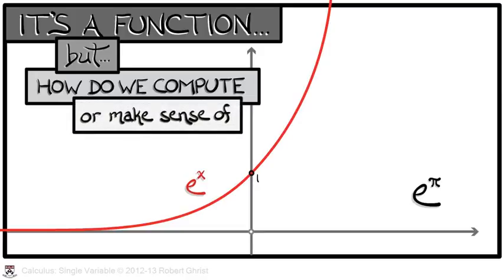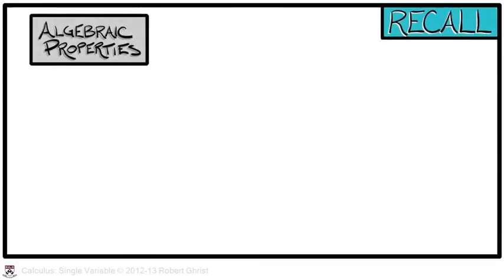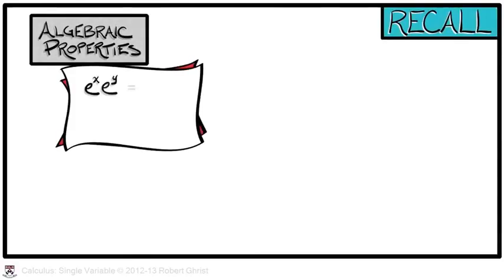But how do we compute some of these outputs, let's say for an irrational input, like pi? How would we even make sense of exponentiating an imaginary or a complex number? Is it possible to give meaning or sense to exponentiating an operator, like the derivative, or more unusual objects that you may have seen, such as matrices?